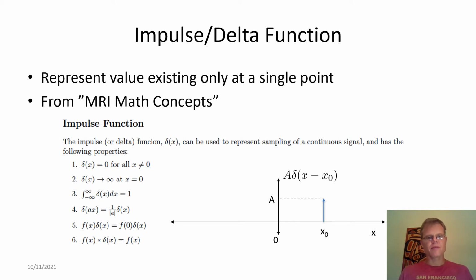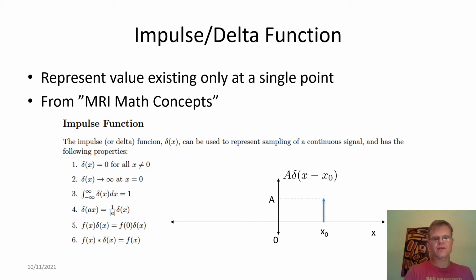So the concept of the impulse, the delta function, is we want to represent a value that exists only at a single point. Okay, we don't want some function that's spread out over any sort of distance. Really, the pure mathematical definition is that it exists only at a single point. Actually, the mathematical definition is somewhat complex. It's a very powerful concept.